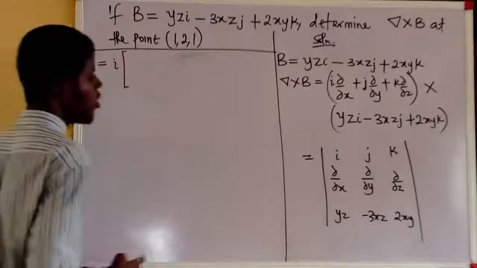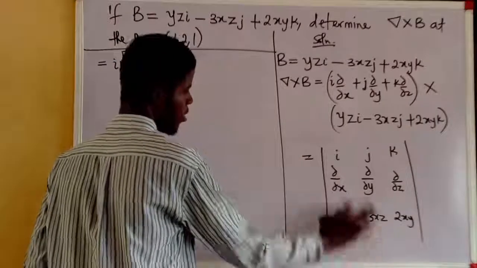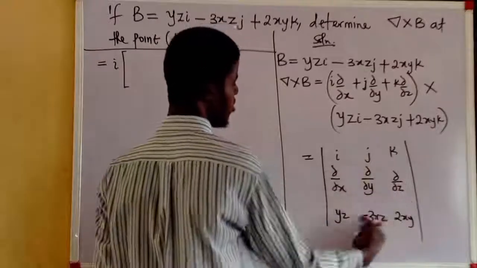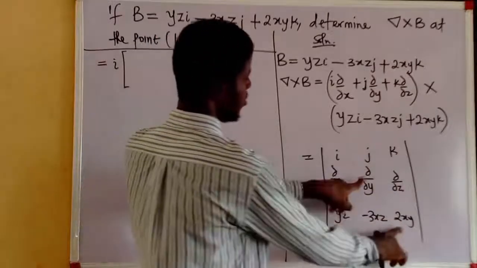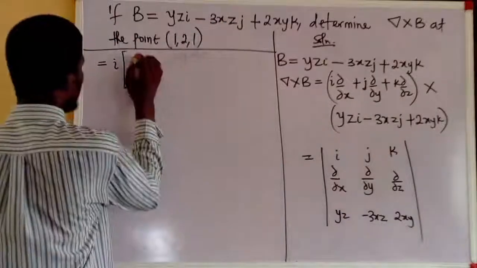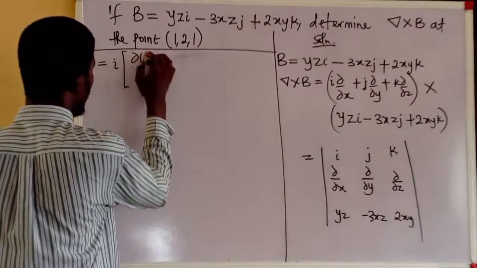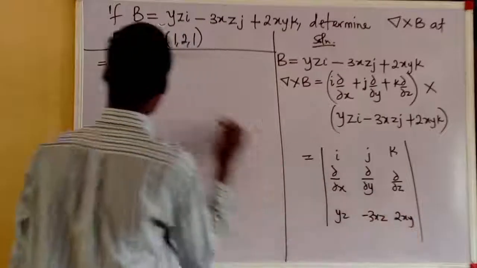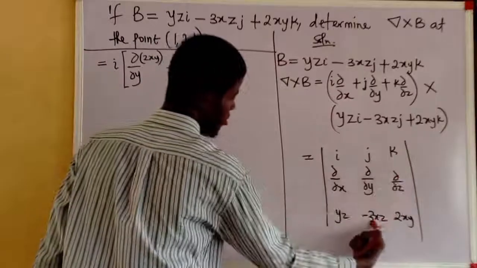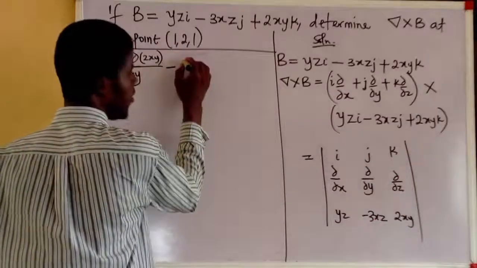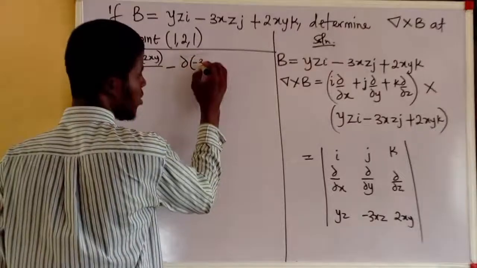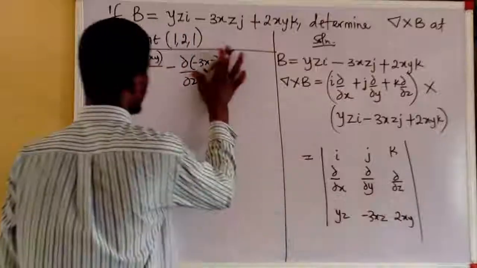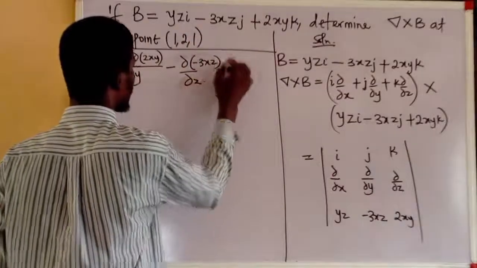i into, eliminate this column, eliminate this row. So we now have this, this, and this. So this into this, we have the partial derivative of 2xy with respect to y. That's this times this minus this times this. That's the partial derivative of minus 3xz with respect to z.